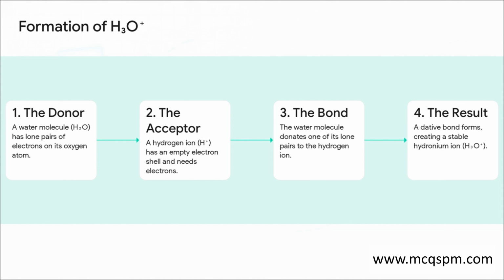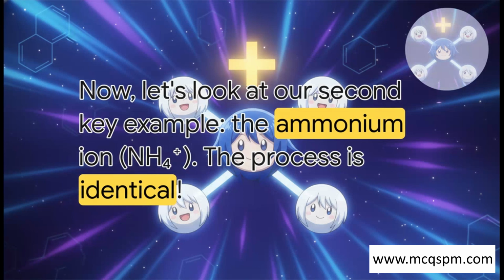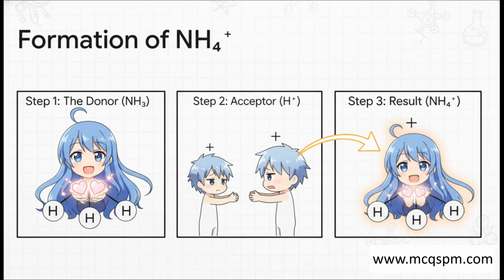And boom, a dative bond is formed, and we get the stable hydronium ion. Simple as that. Got that? Great. Now, let's look at our second classic example, the ammonium ion, NH4+. And you're going to see it's pretty much the same story. It really is the same play, just with different actors.